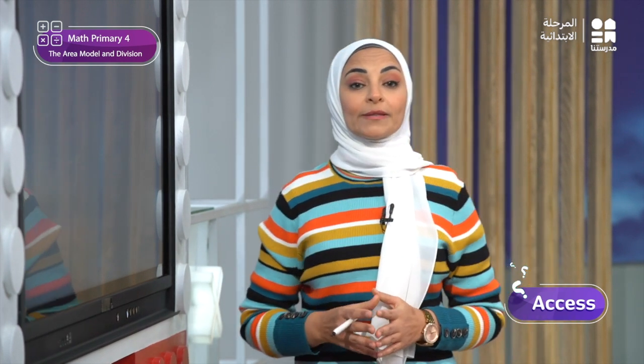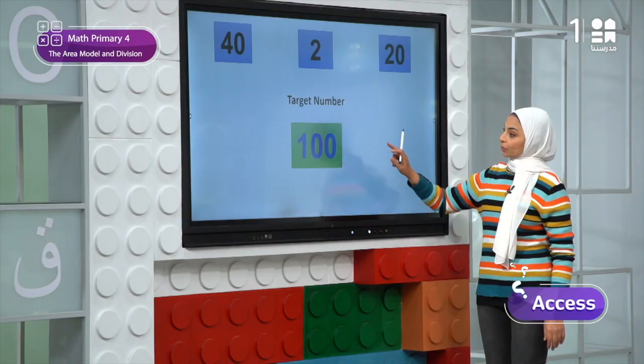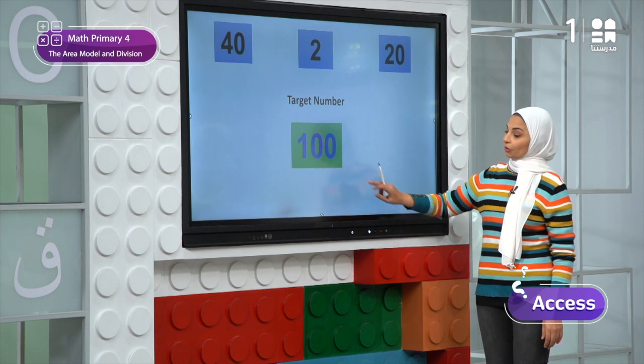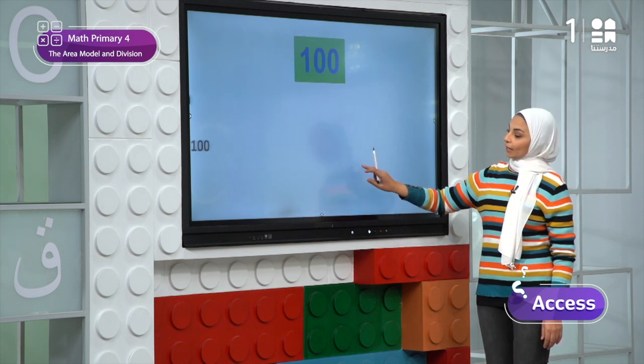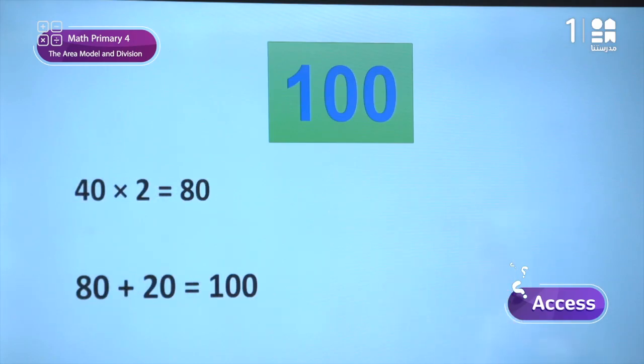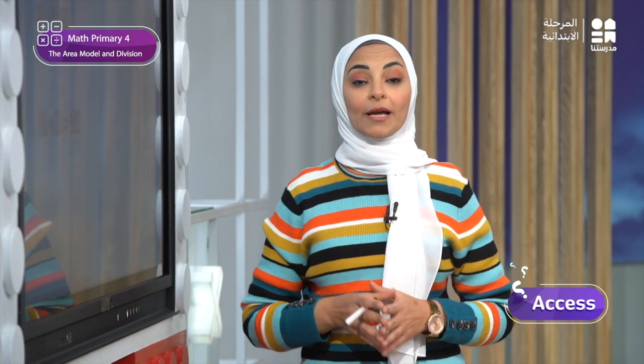Now let's think together. Well, we can say that we will multiply 40 times 2 to get 80, like I do here. The target number is 100. So I can do 40 times 2 to get 80, and then what will I do? I will add 20 to the 80 to get what? To get the target number, which is 100.